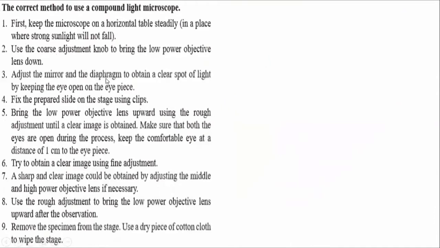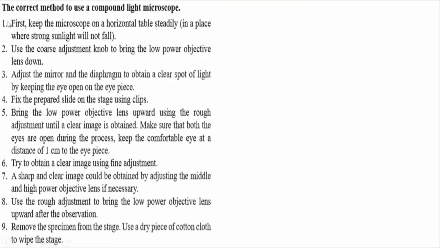Okay, adjust the mirror and the diaphragm to obtain a clear spot of light by keeping the eye open on the eyepiece. All right, so the mirror and diaphragm, they work together. I already said that, right? So the mirror focuses the light on the diaphragm and the diaphragm controls the amount of light which is to be absorbed by the specimen.